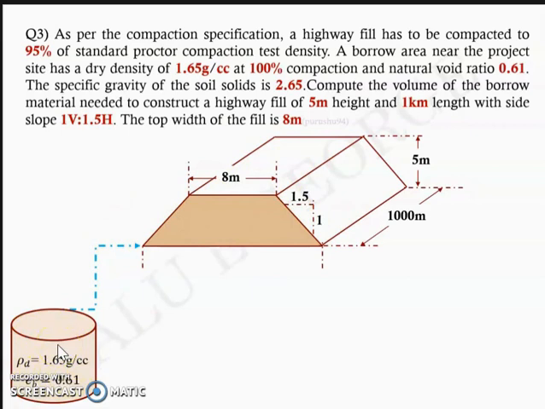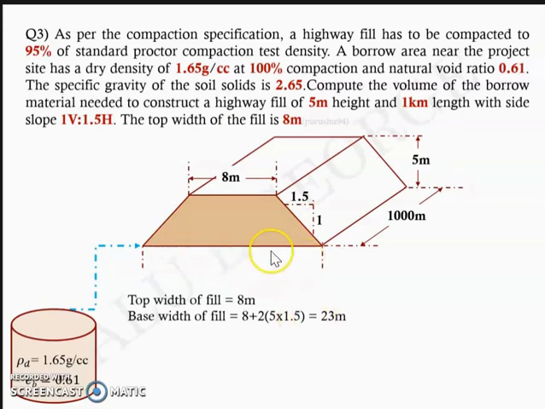So there lies the key in the solved solution of a numerical problem. Now, you know the top width is 8 meters, and you know the slope is 1.5:1, from which you can calculate the base width, right? So if you know 8 meters and 1.5:1, you can calculate the base width as 23 meters. Now, once you know 23 meters here, 8 meters here, and 1 kilometer here, you can estimate the volume of soil that is to be filled in this embankment, right?